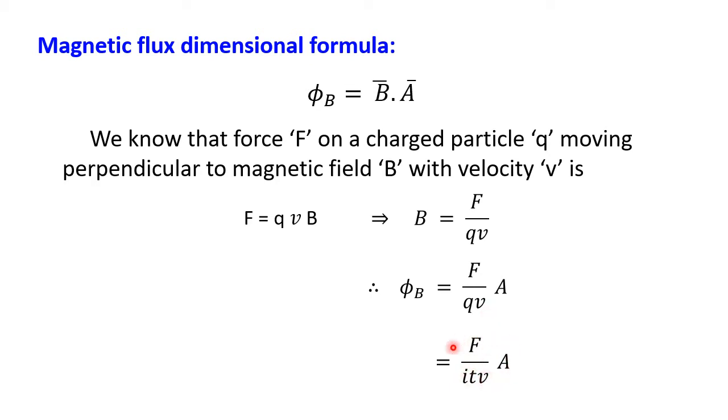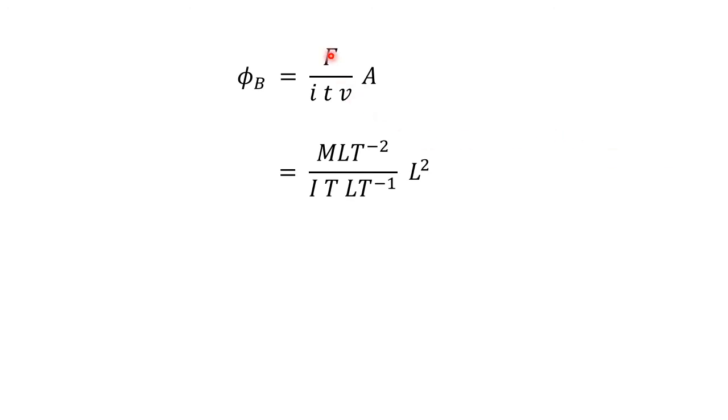If you now substitute all the physical quantities, we know their dimensions: F and A I already mentioned, I is the current dimension, T is the time dimension, capital T, and V, velocity, is nothing but LT power minus 1. If you substitute all, as it is, the flux formula is F by ITV into A. So now if you substitute dimensions: F is MLT power minus 2, area is L square, and for current, the dimension symbol is capital I; in some books they use capital A also. Capital A gives confusion, why? Because area A is already there, so that is why I'm using capital I as the dimension symbol for current, capital T for time, and velocity LT power minus 1.